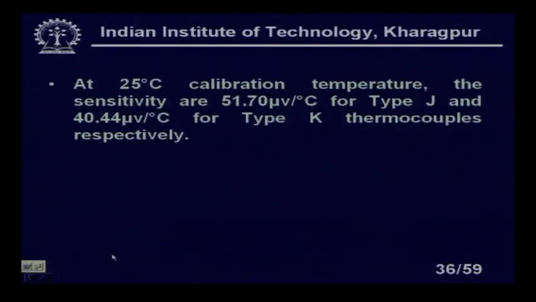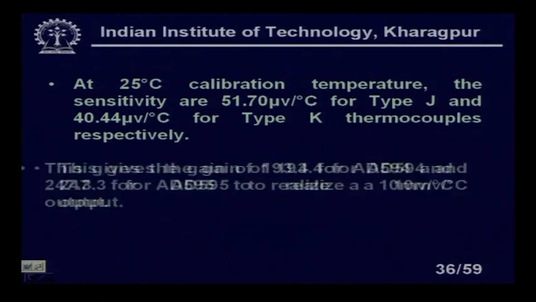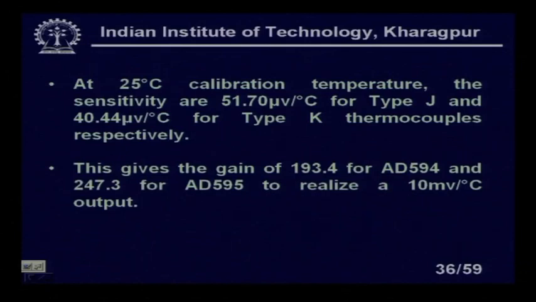At 25 degree centigrade calibration temperature, the sensitivities are 51.7 microvolt per degree centigrade for type J and 40.44 microvolt per degree centigrade for type K thermocouples respectively. This gives the gain of 193.4 for AD594 and 247.3 for AD595 to realize an output of 10 millivolt per degree centigrade. Okay.